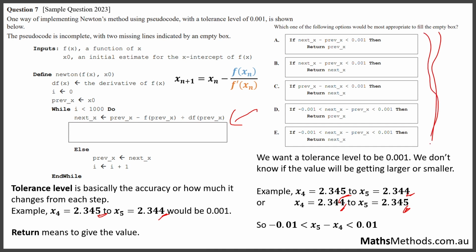So if we look over at all of these, pretty much the only one that does that is E. So we've got the next x value, which in my example is this, minus the previous one, and that's going to give us pretty much the same sort of idea.